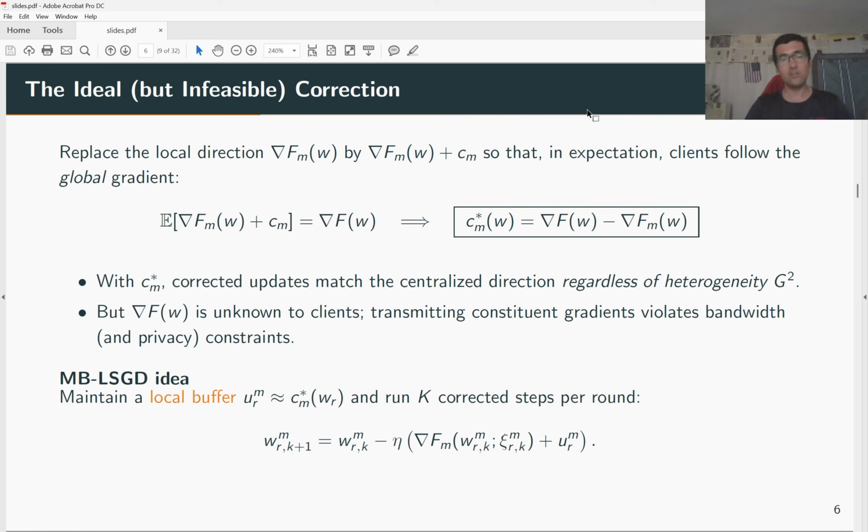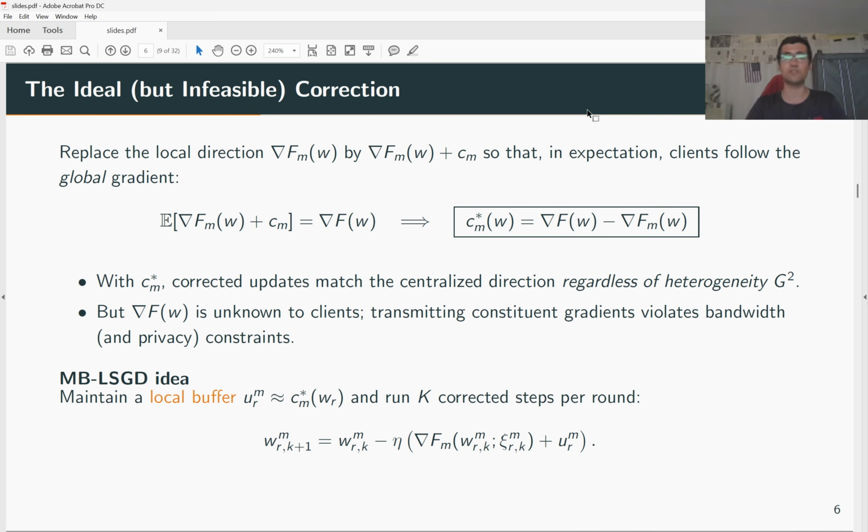Start from a thought experiment. If a client could add a correction term C sub m to its local gradient so that in expectation it follows the global gradient, what would that term be? The answer is immediate, and it's the boxed equation. The ideal correction is the global gradient minus the local gradient. If every client had this, the local updates would match the centralized direction in expectation, no matter how heterogeneous the data is. Heterogeneity would simply stop mattering.